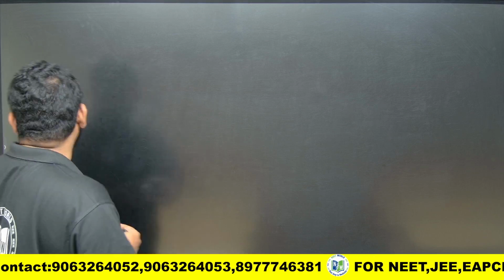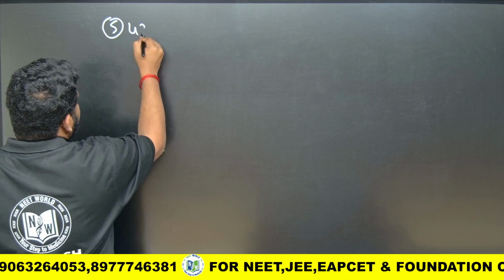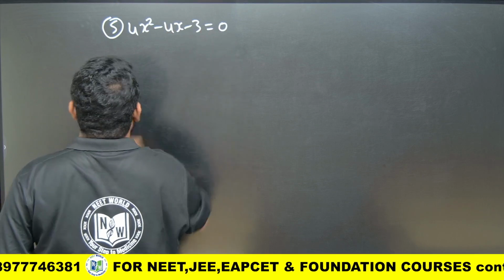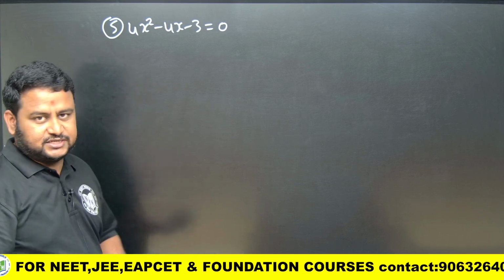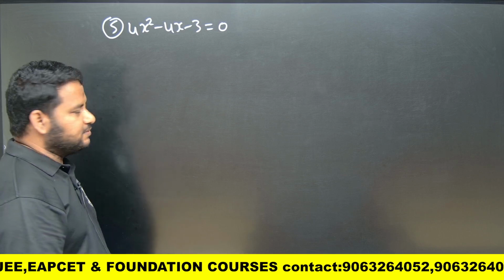The next question is question number 5. That is 4x square minus 4x minus 3 is equal to 0. This is the question they have given: 4x square minus 4x minus 3.